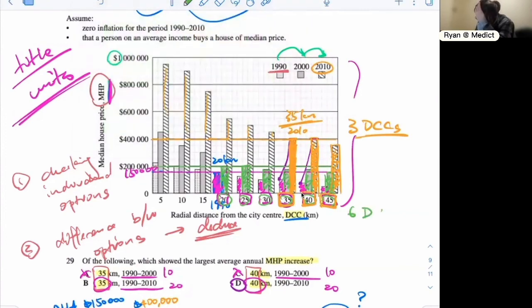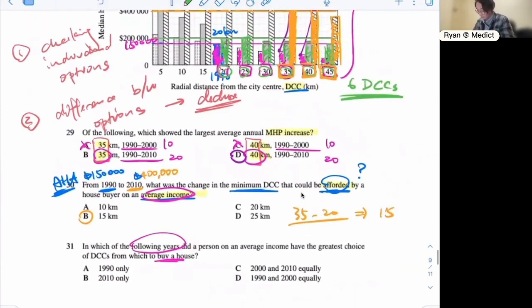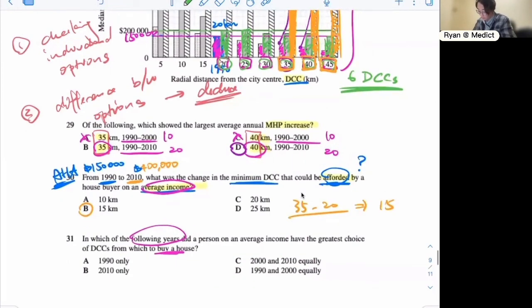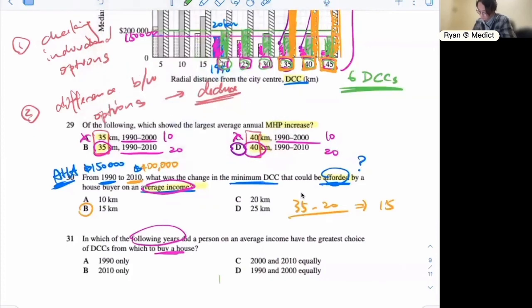afford 6 DCCs. So comparing those together, which of the following years would be 2000 and 1990 equally. Right? You would be D. So 1990 and 2000 equally, you can afford 6 DCCs, compared to 2010, you can afford only 3 DCCs.